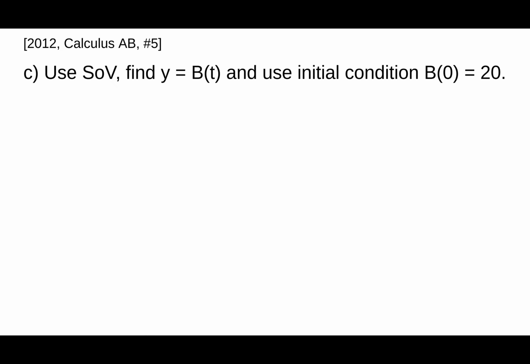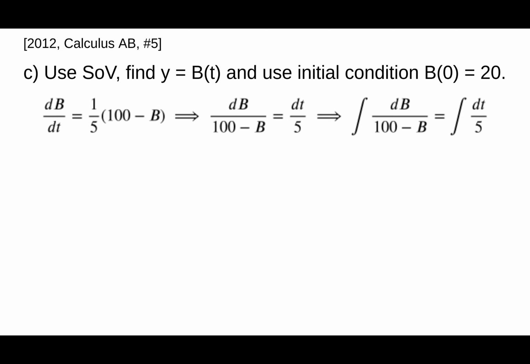In part C, we are told to use separation of variables to find a function y equals b of t, and do so using the initial condition b of 0 equals 20. So we start with our dB dt equals 1/5 of 100 minus b. We want to separate the variables, so at this point we have to divide both sides by 100 minus b and multiply both sides by dt. So we get dB over 100 minus b equals dt over 5. If we integrate both sides, we get another true equation.